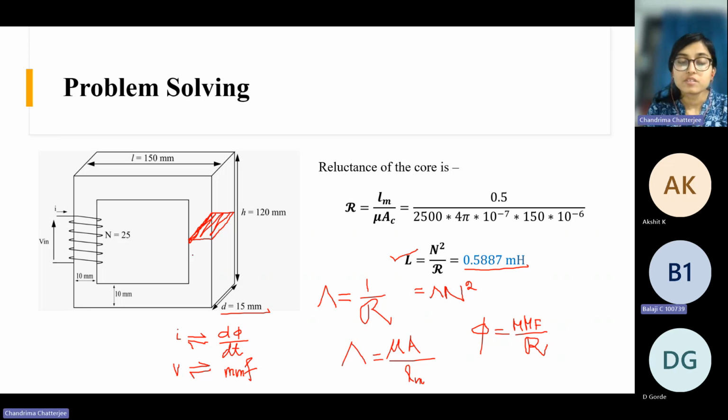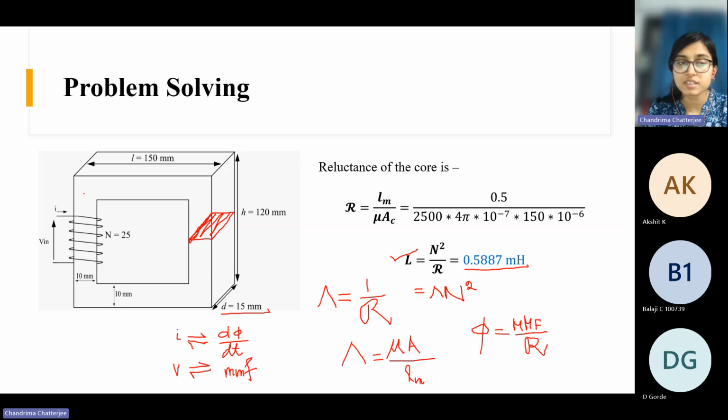So you are saying that this width and this width are not similar, they are different. Usually that is not the case. If you see any core, usually they are symmetric. Otherwise, there will be some difference here.